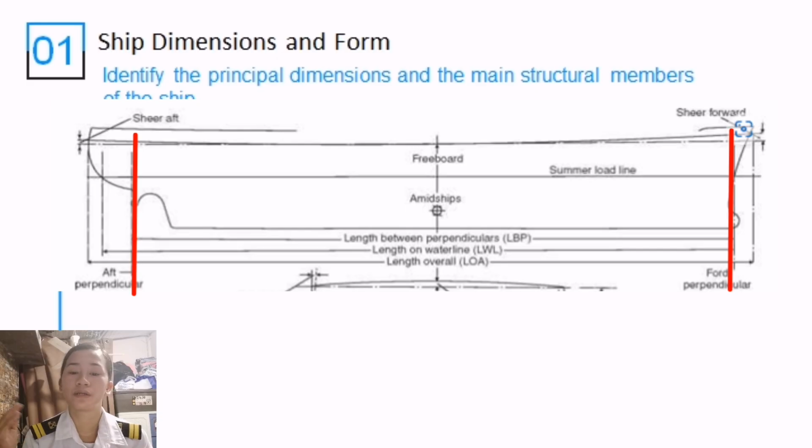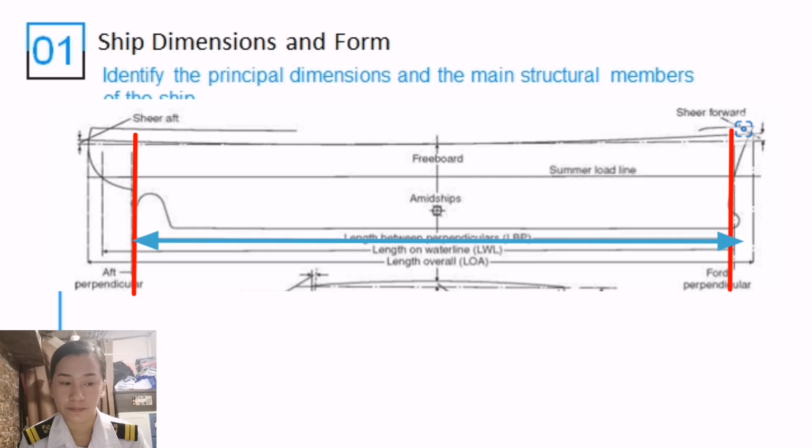So let's say, for example, here is your forward perpendicular and here is your aft perpendicular. The length in between them is your length between perpendiculars.